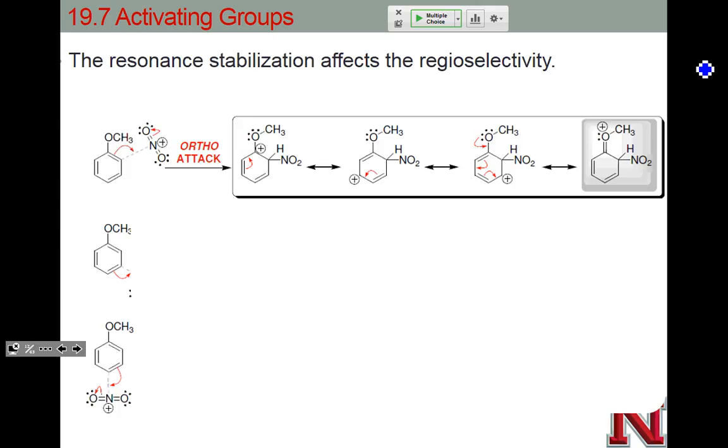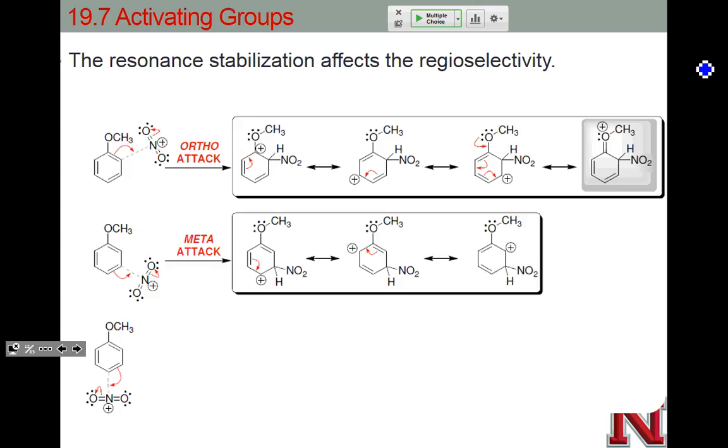When we attack an ortho position, not only do we have that tertiary carbocation, but we also have the ability to have this extra stable resonance structure, where we have all atoms in the ring having a full octet. Versus these resonance structures, where our carbocation only has 6 electrons. So that makes it even more stable. Of course, we don't have this with our CH3 group because our CH3 group doesn't have a lone pair. But our oxygen does have one, so it can donate electron density to that positive charge.